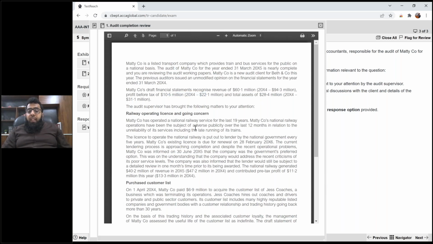And it is stated that we have been subject to adverse publicity in relation to this contract due to our poor service. And the contract is due for renewal on 28th of February 2006, which is very near. Your year end is 31st March. This renewal of contract is in next 12 months. It is a going concern issue. It is a going concern matter. Okay, so let's look at it.